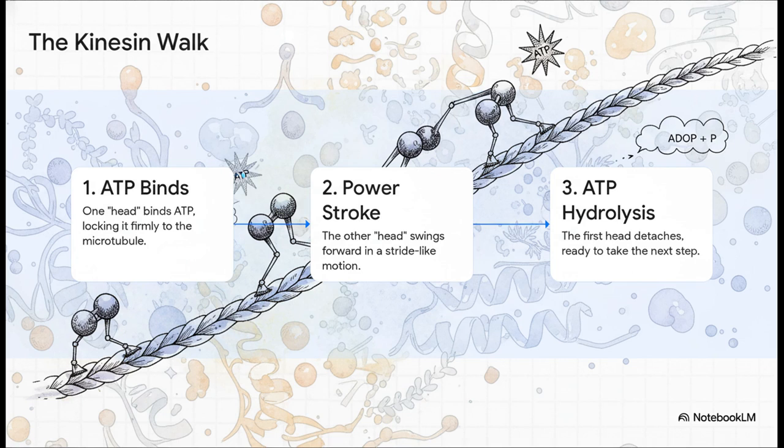Think of it having 2 feet. One foot grabs onto the microtubule highway by binding to an energy molecule, ATP. That locks it down tight and causes the other foot to swing forward. Then, that first foot uses up its energy, lets go, and swings around to the front to take the next step. It's just this constant energy-burning cycle of grab, swing, release, grab, swing, release.